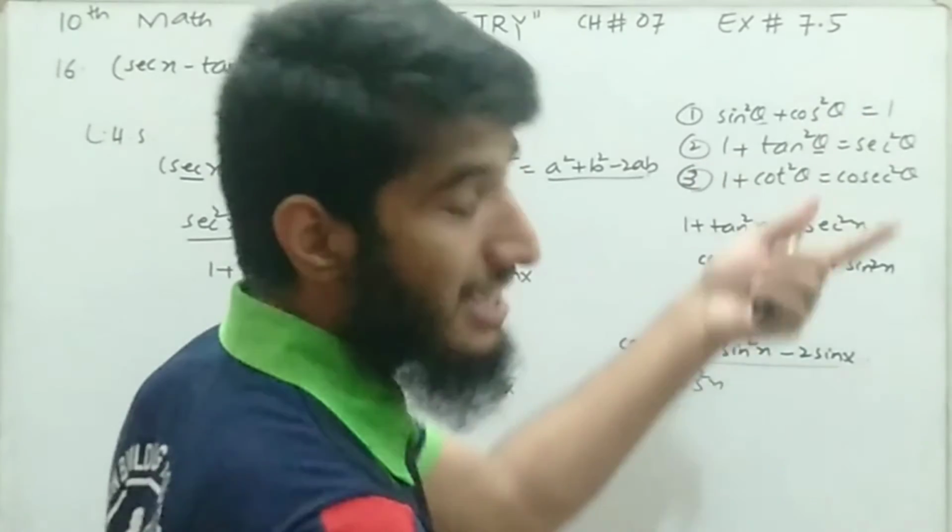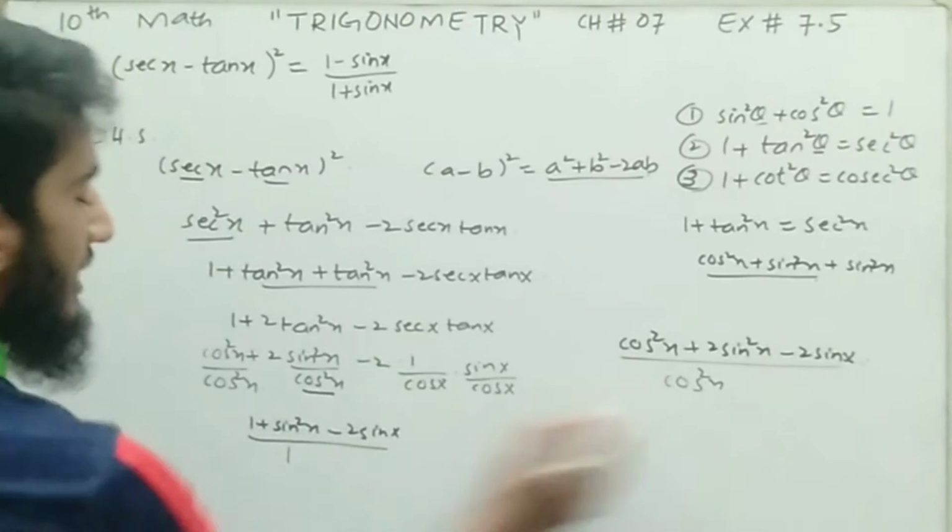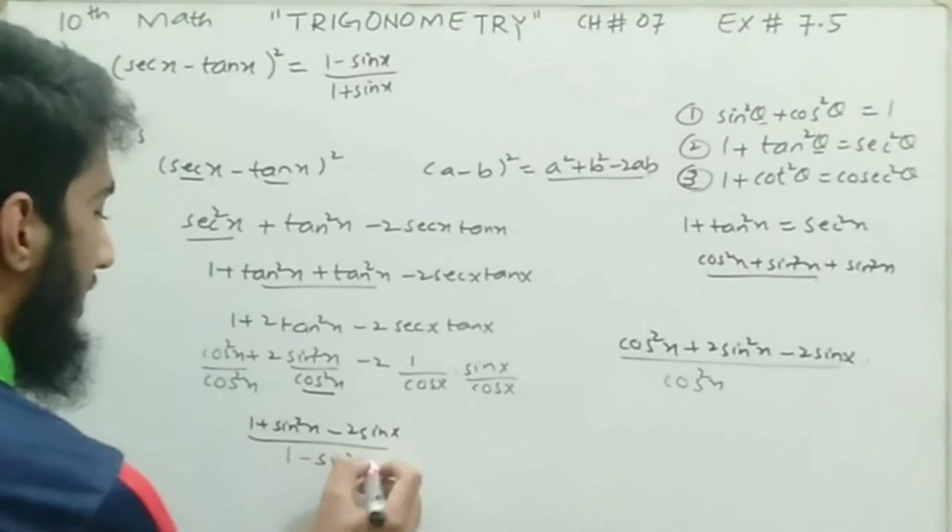According to this identity, sin square theta shifts to the right-hand side. So cos square theta is 1 minus sin square theta, and just replace theta with x. So cos square x will be 1 minus sin square x in the denominator.